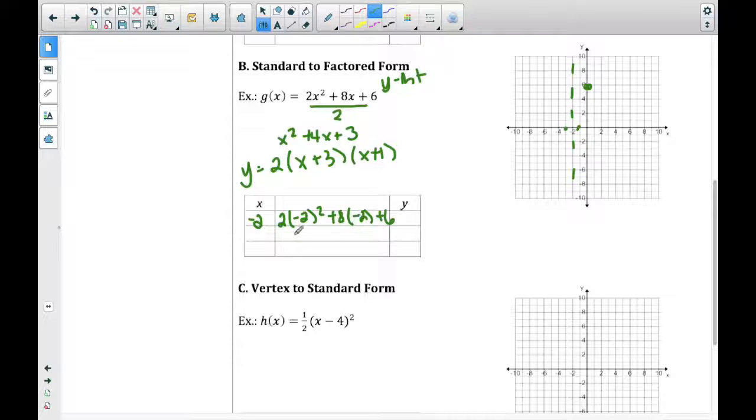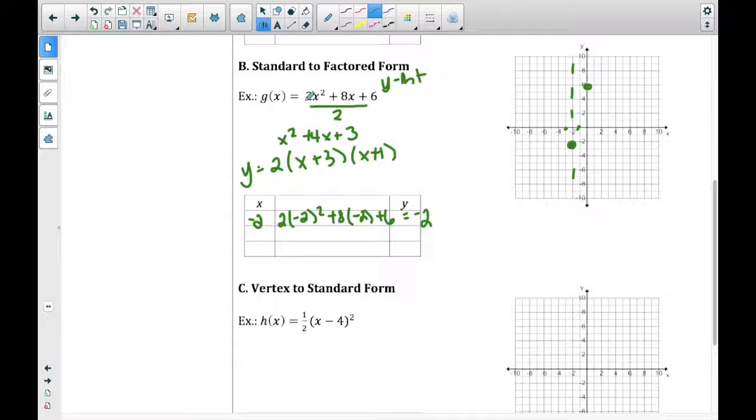And when you plug in, I like to plug in using parentheses to make sure you keep all of the signs and everything. So (-2) squared, that's +4, times 2 is 8. 8 minus 16 is -8, plus 6 is -2. So my vertex is at (-2, -2).